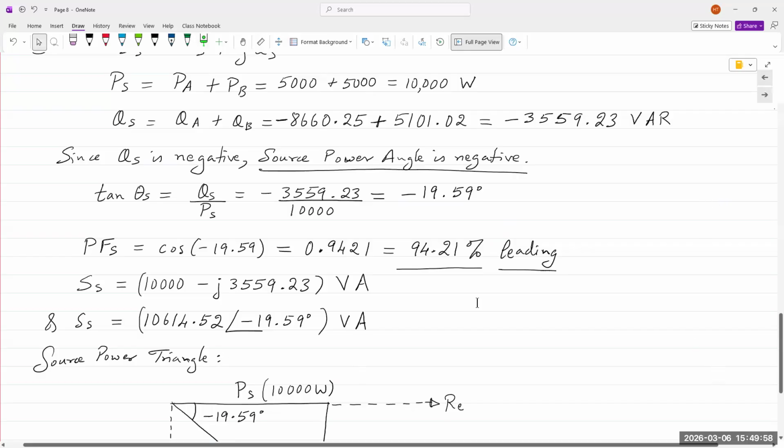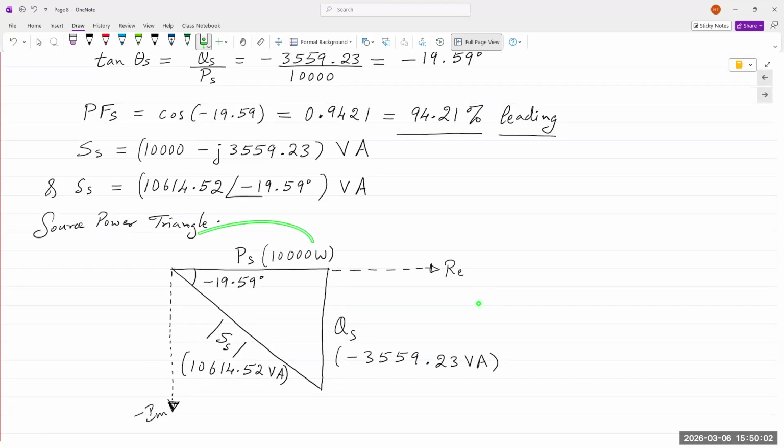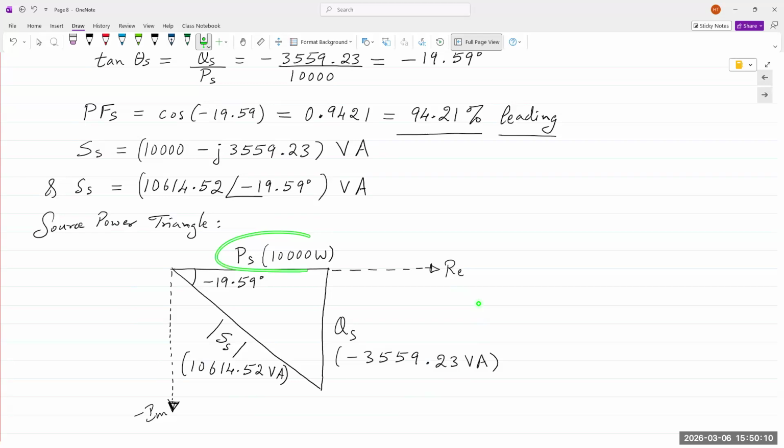Total system power triangle, right here. P is right here, 10,000. This is QS. Calculate magnitude of S, right there. And then the power angle, minus 19.59. All right, questions?